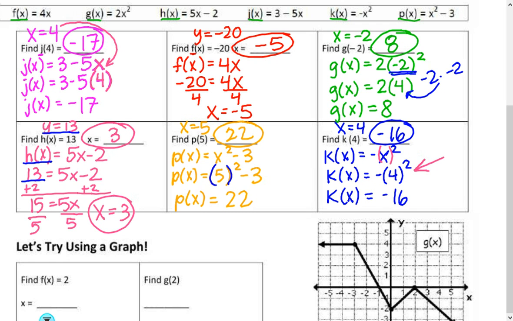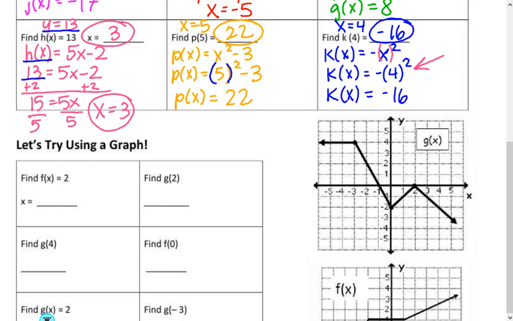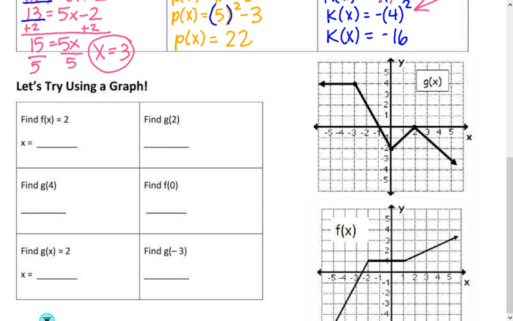So let's try downstairs here from graphs. Now this can be a little confusing, so make sure you're watching my cursor, okay? Alright, so find f of x equals 2. So this is telling me y equals 2. So first, identify the value they gave you. Second, use the correct function.